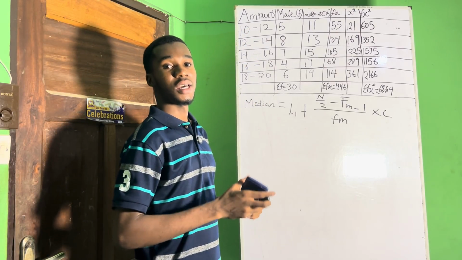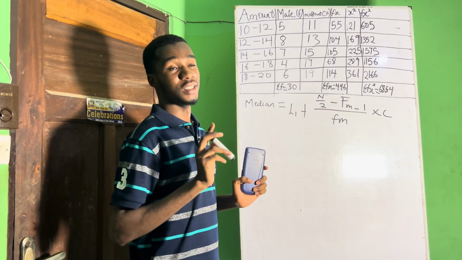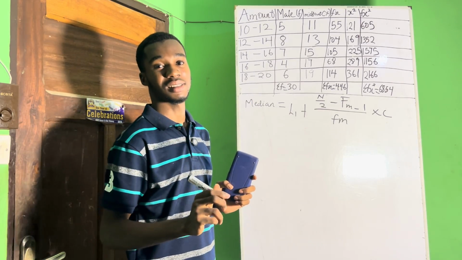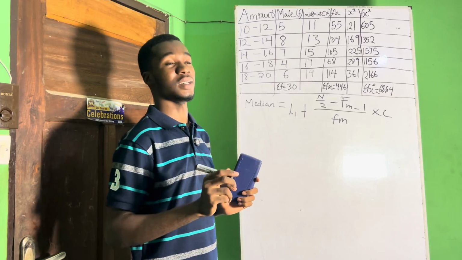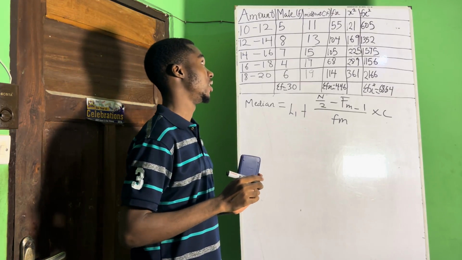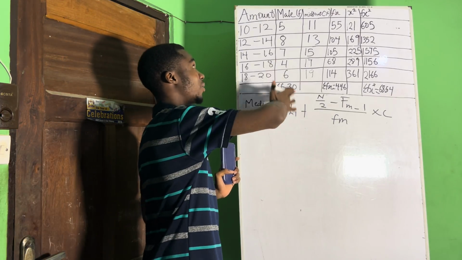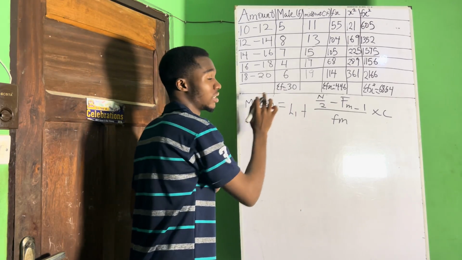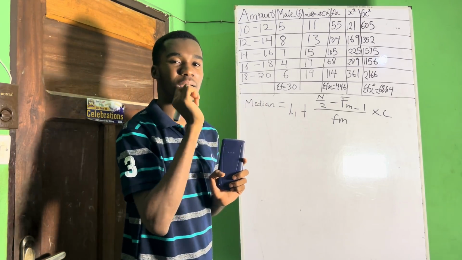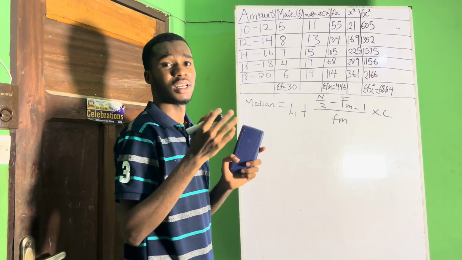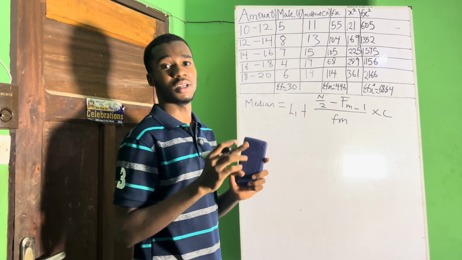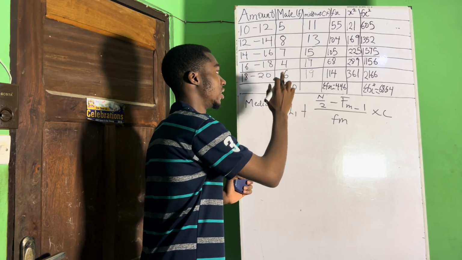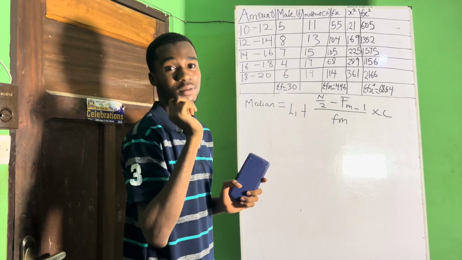I repeat, anytime they ask you to find the median for grouped data, you first find the median class. You get it? Now, how do you find the median class? You find the total frequency, which is our sigma f, and that one you already got as 30. Then you divide it by 2, so 30 over 2. If you get 100, it will be 100 over 2. If you get 200, 200 over 2. So our total frequency, sigma f, is 30, then 30 over 2, we are getting 15.